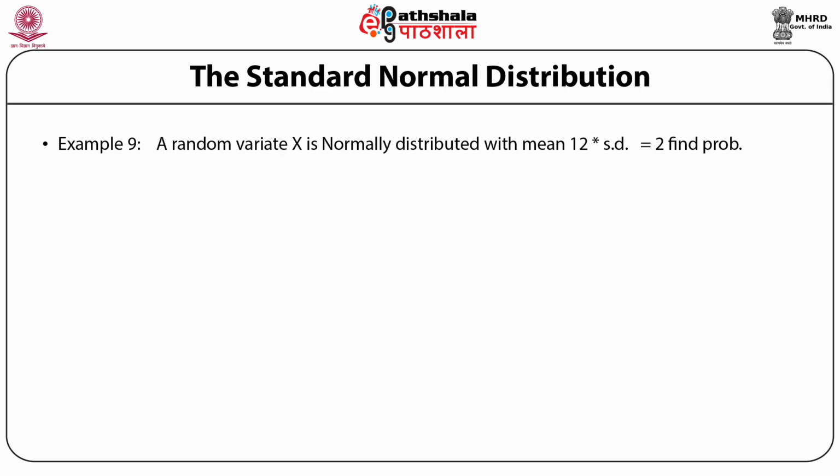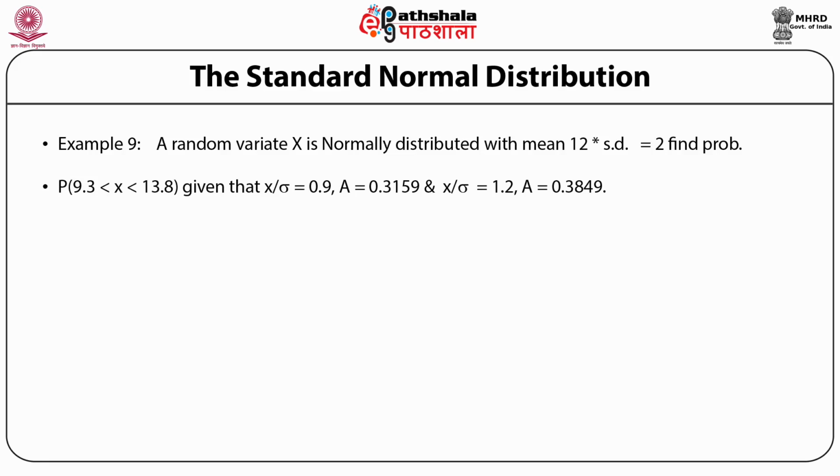A random variable x is normally distributed with mean 12 and standard deviation sigma. Find the probability, when the given conditions are: at x upon sigma 0.9, area is equal to 0.3159, and at x upon sigma 1.2, area is equal to 0.3849. So this is not a very typical question, although it looks like a typical one.